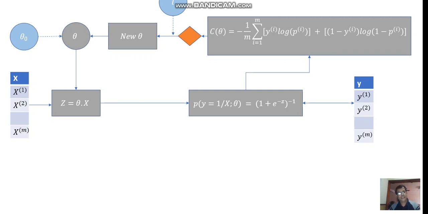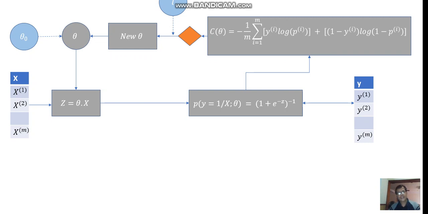I hope this complete process is clear. Now let me quickly summarize. What is the input for this model? The input for this model is x and y, the independent variable and the dependent variable. The parameter for this model is theta 0, the random initialization of the parameter of the model, and another parameter for the predictive model is L, which is called the learning rate.